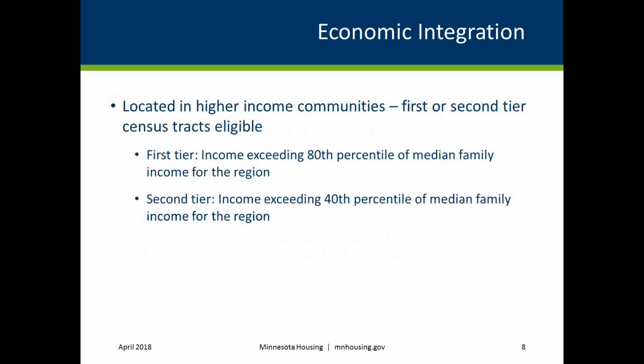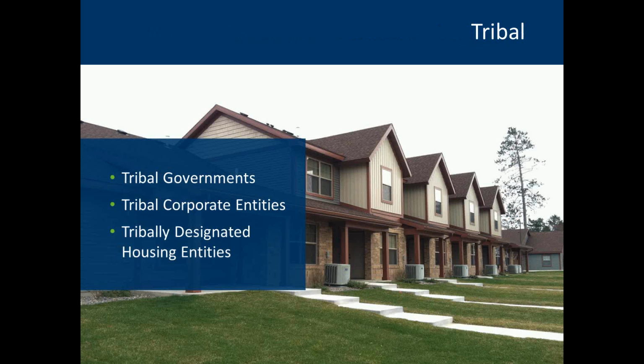Economic integration is another strategic priority policy. Projects in higher income communities with income meeting or exceeding the 40th percentile for median family income for the region will meet this threshold. Proposals located in a census tract designated as a first or second tier economic integration census tract in Minnesota Housing's Community Profiles will qualify.